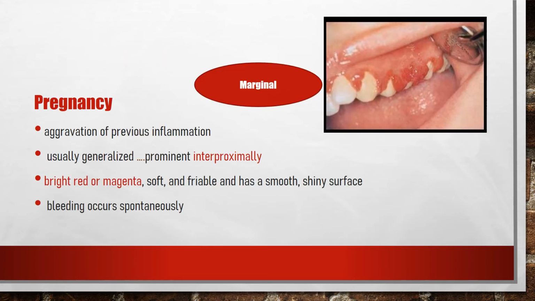Pregnancy-related gingival enlargement. Firstly, we are going to mention marginal gingival enlargement. This is mainly due to the aggravation of previous inflammation. It usually occurs generalized, but it is prominent interproximally. You can see the interproximal region is much more prominent, and it appears bright red or magenta, soft and friable, with a smooth shiny surface. Bleeding occurs spontaneously or on slight provocation. So this is the marginal gingival enlargement.